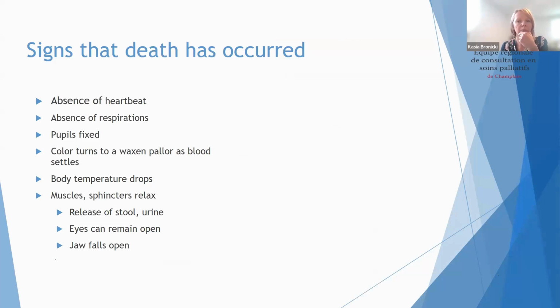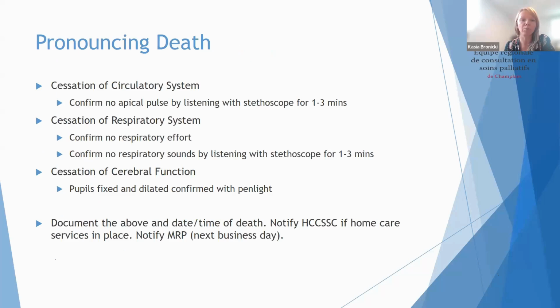So all those things are in place, and we notice that the resident stops breathing. Their heartbeat is typically also not present. Their pupils are typically fixed. We notice that their color turns to a pale color. Their body temperature drops. Their extremities are cool. Their muscle sphincters relax, typically releasing stool, urine. The eyes can remain open at the end of life, and the jaw sometimes will fall open.